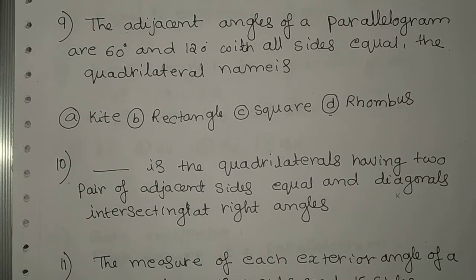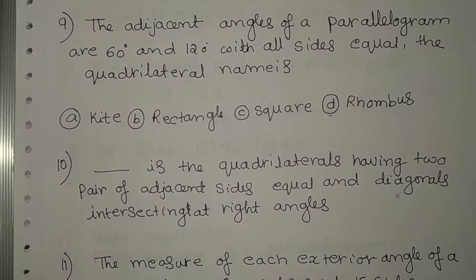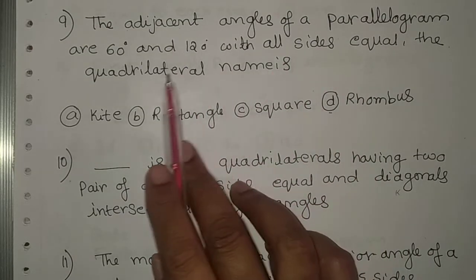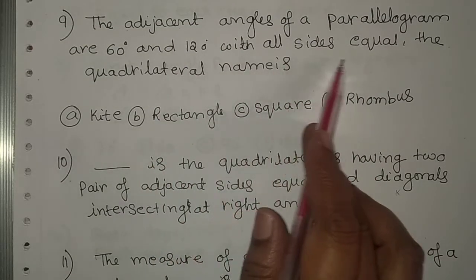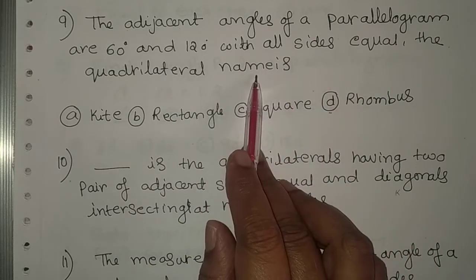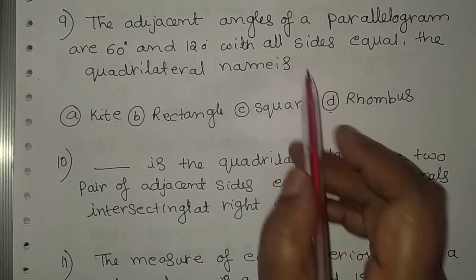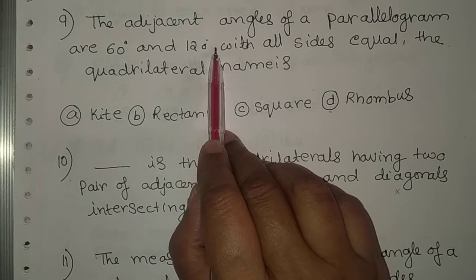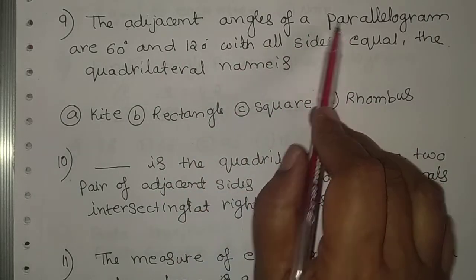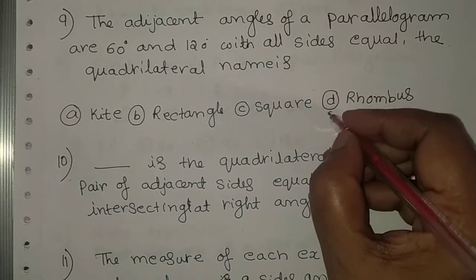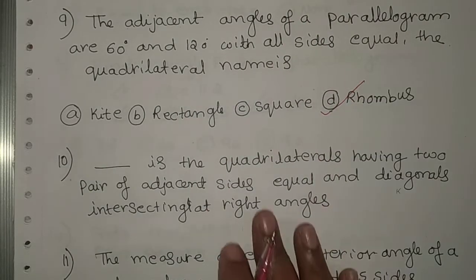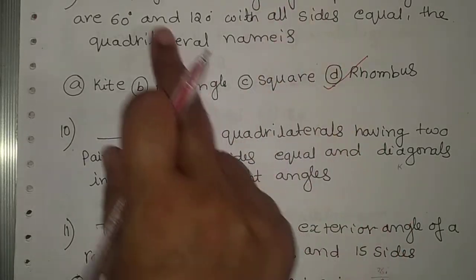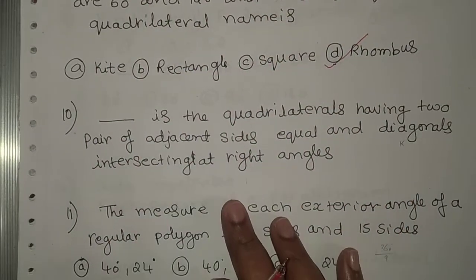Next one, the adjacent angles of a parallelogram are 60 and 120 with all the sides equal. The quadrilateral name is? Here the adjacent angles of the parallelogram are 60 and 120 and all sides are equal. This condition holds good only in case of rhombus. A rhombus has all equal sides, but only these adjacent angles have 60 and 120.